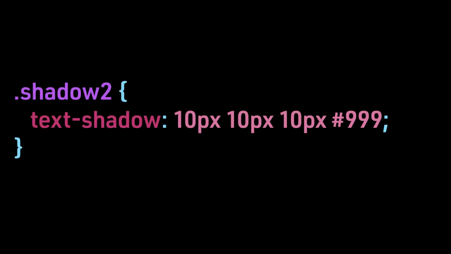.shadow2 { text-shadow: 10px 10px 5px #999; } In the second example, the shadow has more offset horizontally and vertically with some blur in a gray color that isn't as light as the first example.